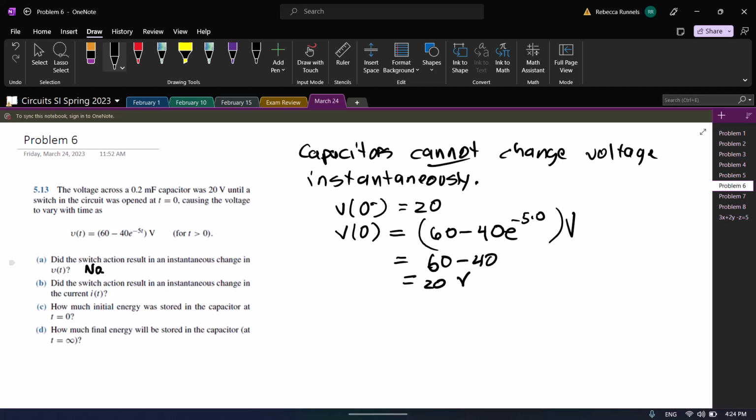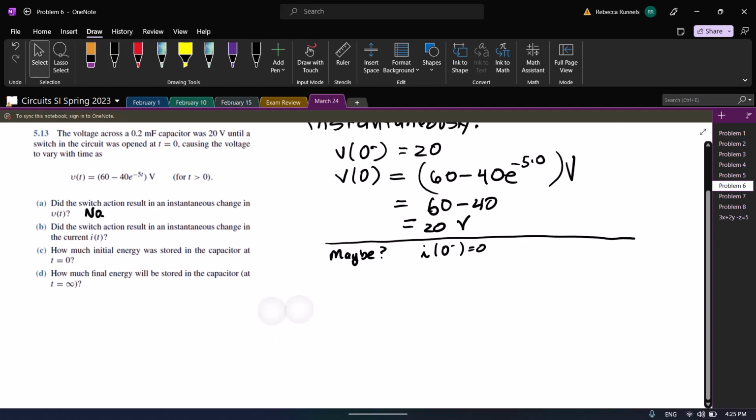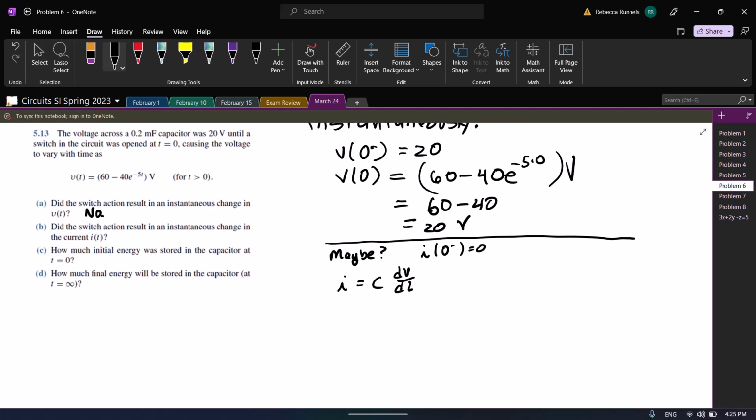Did the switch action result in an instantaneous change in the current I of t? Well, it might have. We don't know yet. The answer to the first part had better have been no, but we want to check it anyway. Before the switch action, our current was 0, so I at 0 minus is 0. But I equals C dV dt.